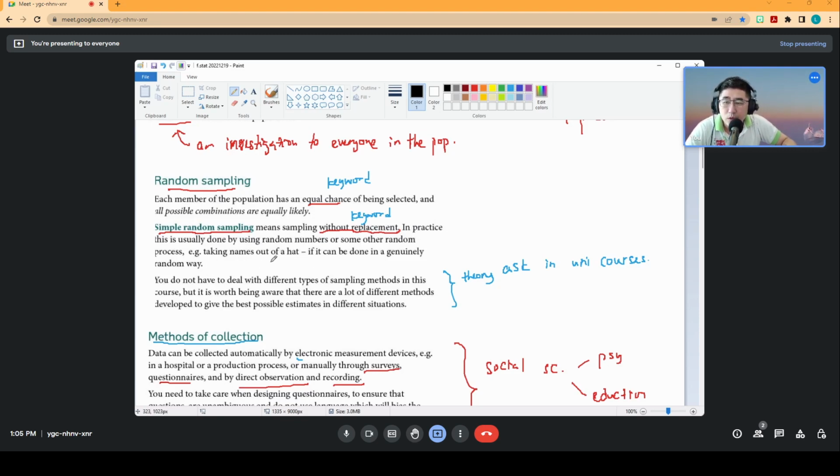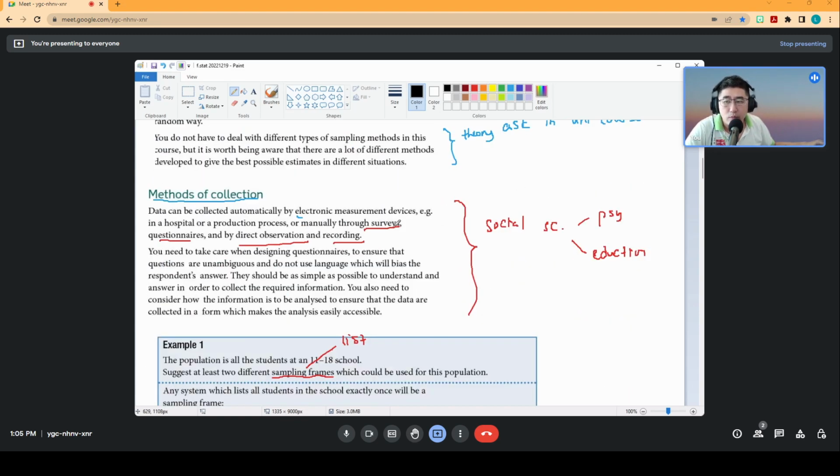Okay, so how to deal with the different sampling methods is not actually in S2, but it may be asked in university courses. Okay, so method of collection, as I said earlier, the way that we collect our samples may determine the bias. So data can be collected automatically by an electronic measurement device, or in a hospital or a production process, or manually through a survey, questionnaire or by direct observation or recording. Okay, this one usually happens a lot in social science, especially in psychology or education.